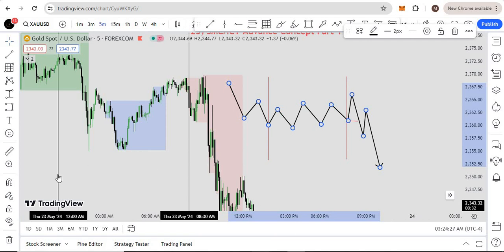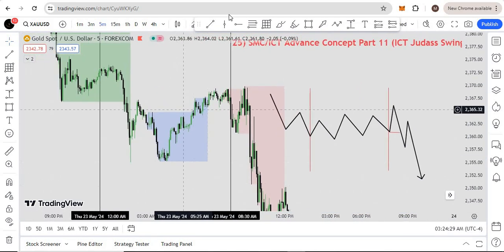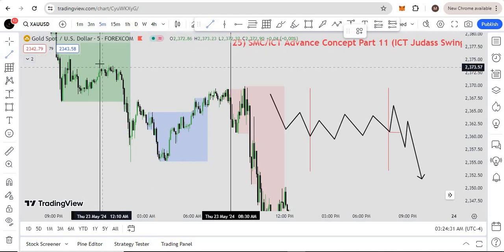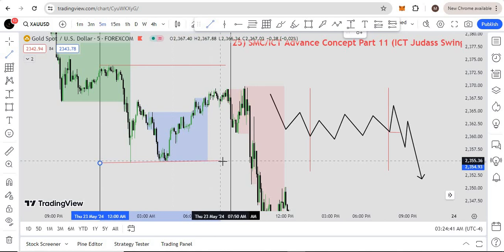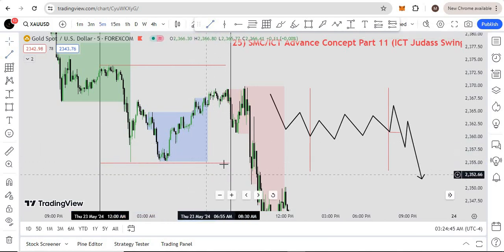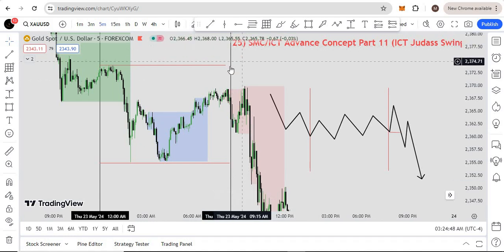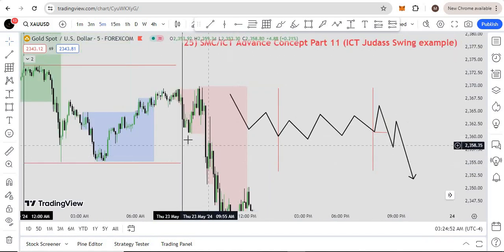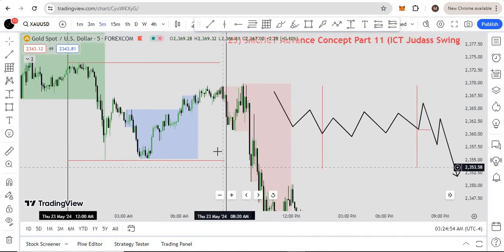Okay, so here in this example, if you know my previous videos, as you know, for a beginner Judas Swing, what was that? We will mark out our 12 a.m. to 8:30 high and low, right? If we sweep this low, we will target upside. If we sweep upside, then we will target downside. But if we didn't get this type of thing, what will we do?